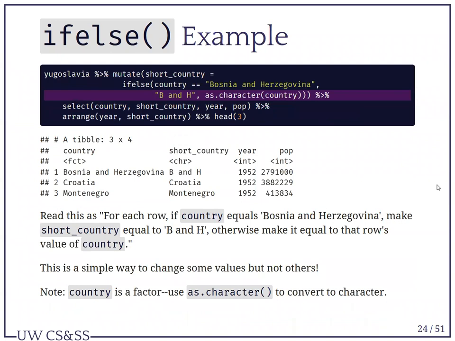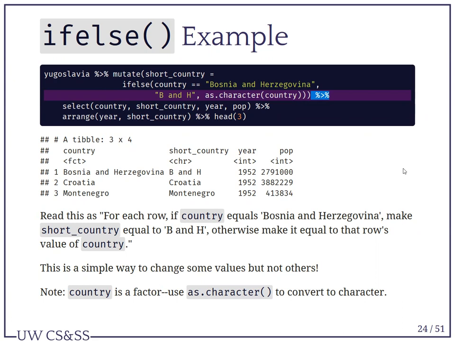Let's talk about how we're going to use that within a mutate call. We can take the Yugoslavia data and then mutate a new column called short country, which is going to be equal to if else, country equals Bosnia and Herzegovina, return B and H. If not, return as dot character the country column. And then select country, short country, year, population, and then arrange it by year and short country. Okay.